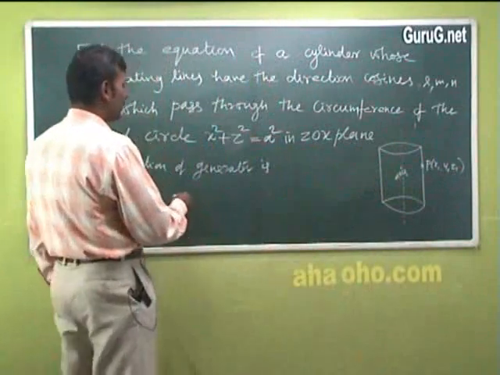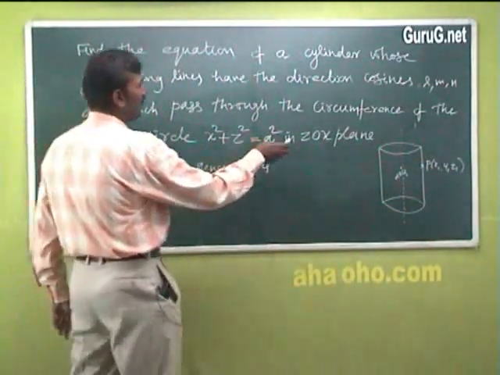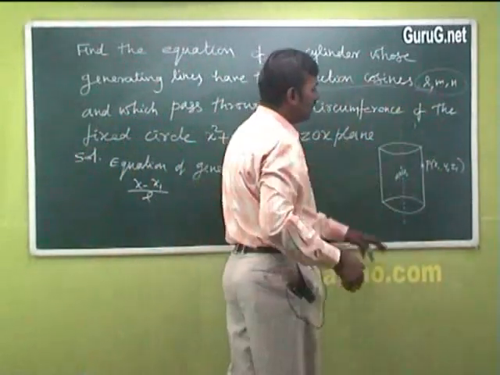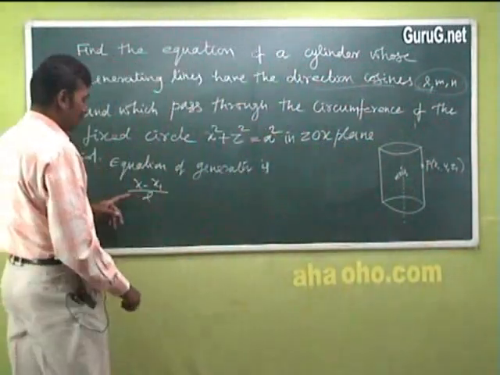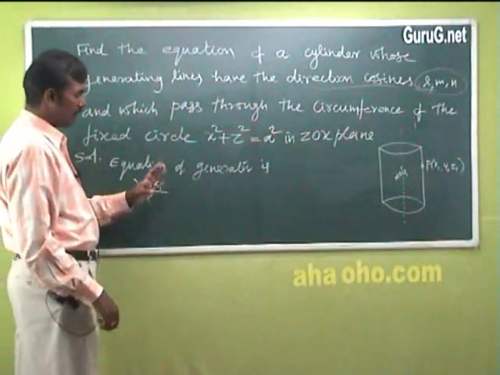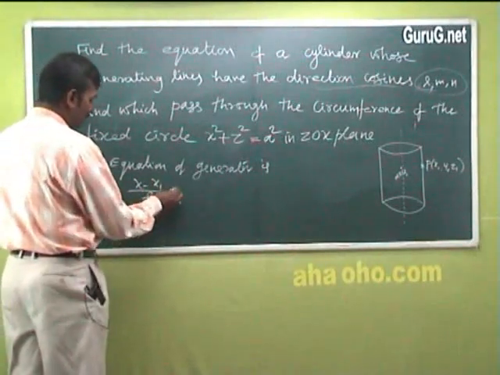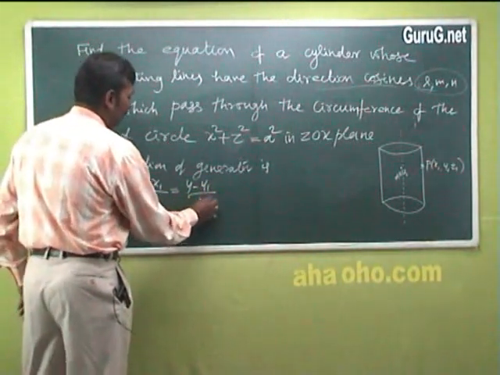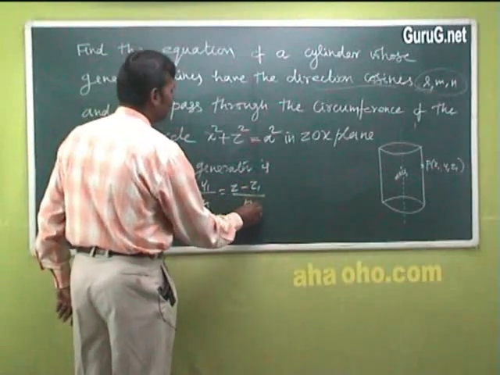Let P be any point (x1, y1, z1) on this generator. So the equation is nothing but what? L, M, N are the direction cosines. You know the point and the direction cosines, so this is the formula. The line passing through the point (x1, y1, z1) and having direction ratios L, M, N is (x minus x1) by L equal to (y minus y1) by M equal to (z minus z1) by N.